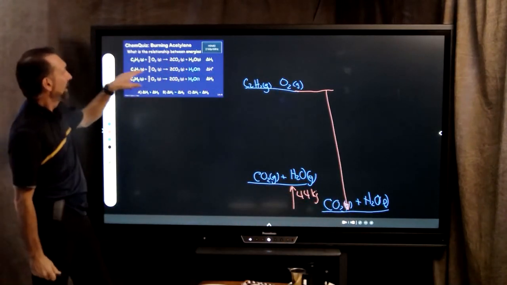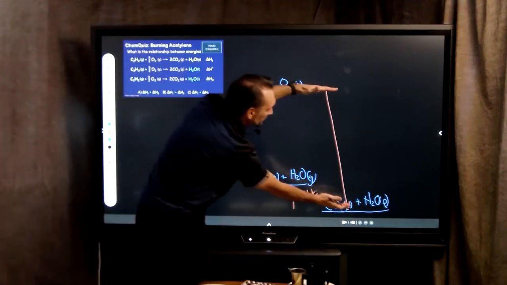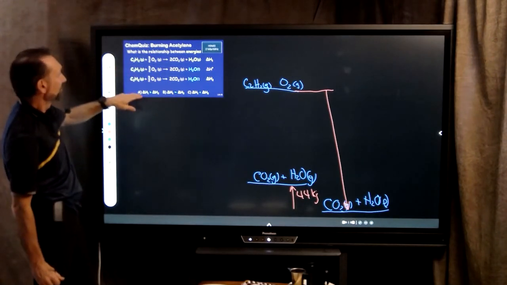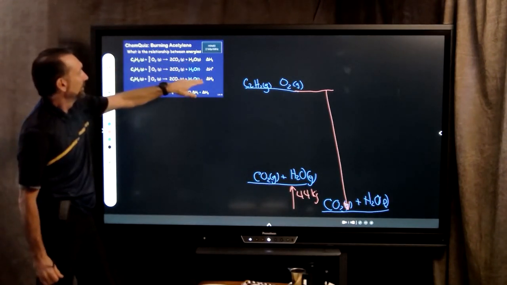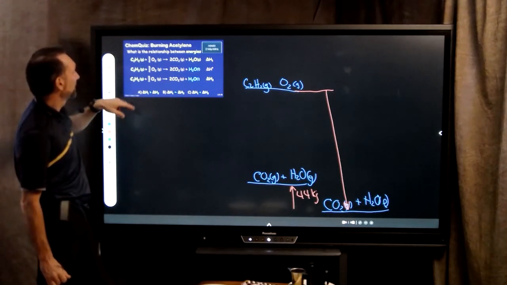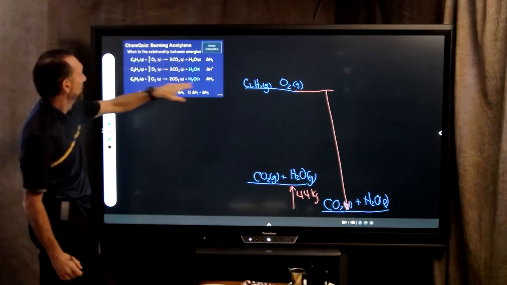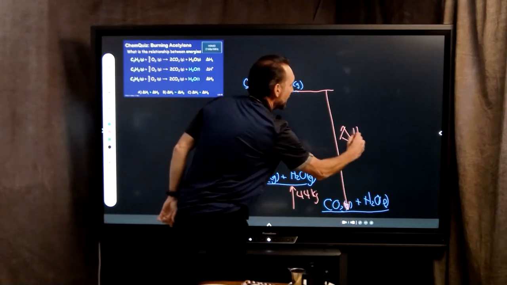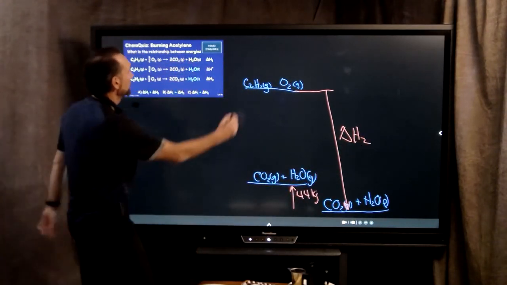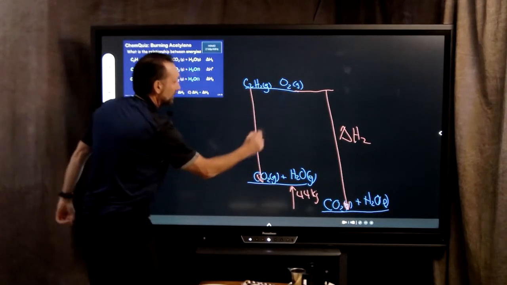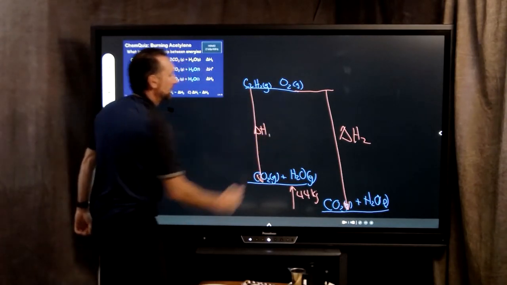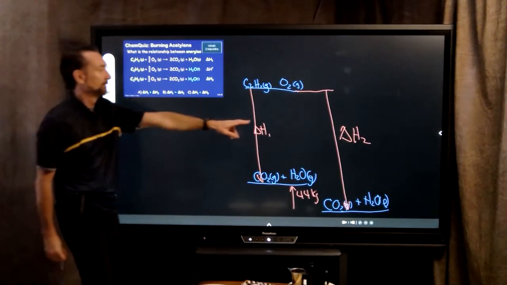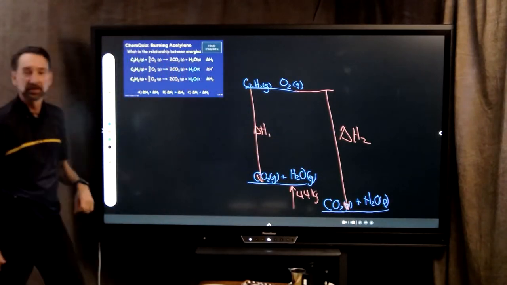So the question is, how does this one, the big one here, relate to the other two? So is delta H1 bigger or smaller than delta H2? So let's put delta H2 is going to the water. This is delta H2. Delta H1 is going to the gas. So there it is, black and white. Delta H2 bigger than delta H1.